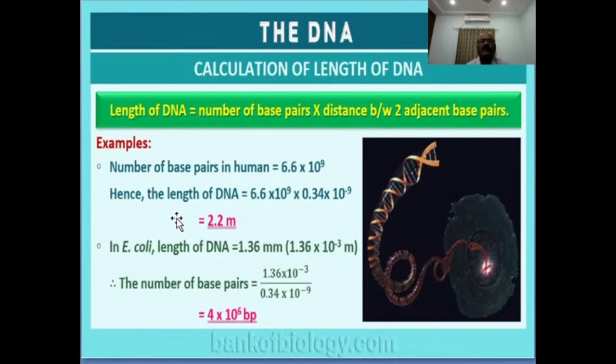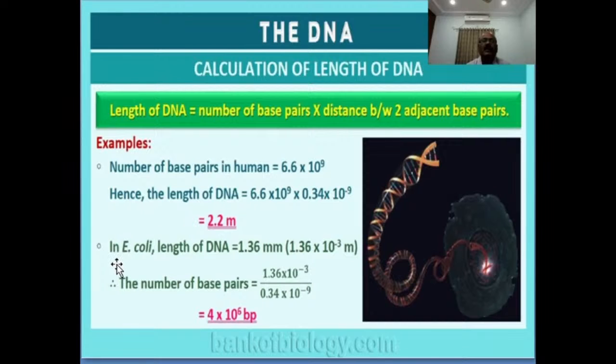So the cell is microscopic. We can't observe a single cell with our naked eye. But in that single cell, 2.2 meter length of DNA is there. That means the DNA is a highly twisted structure. That twisted DNA is located in a cell.